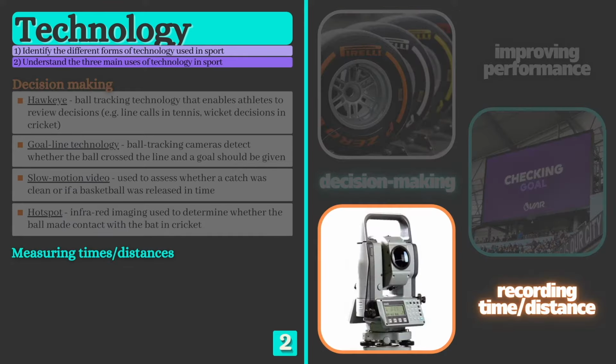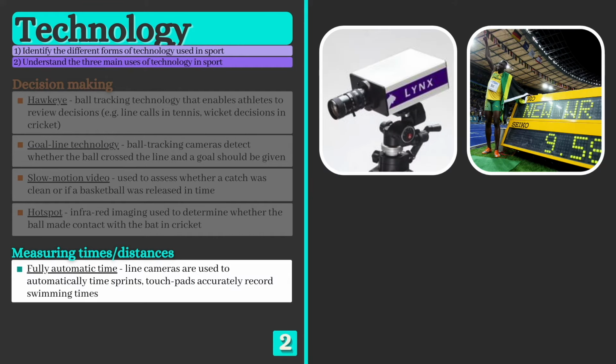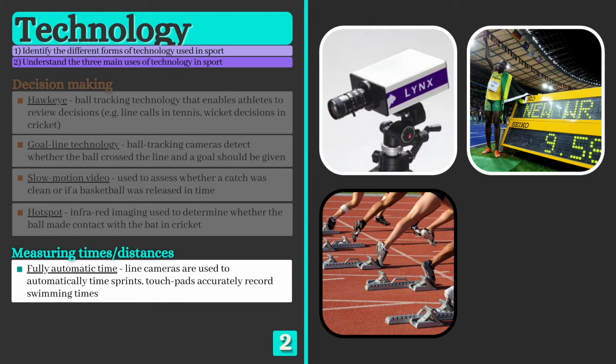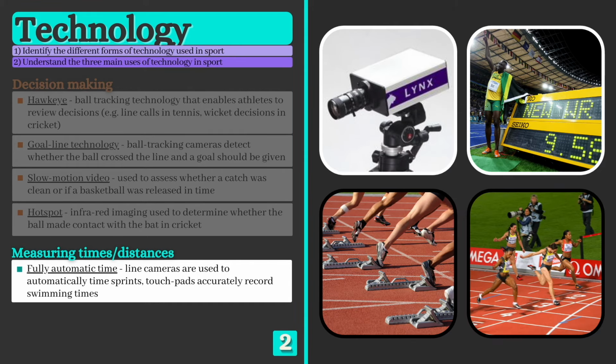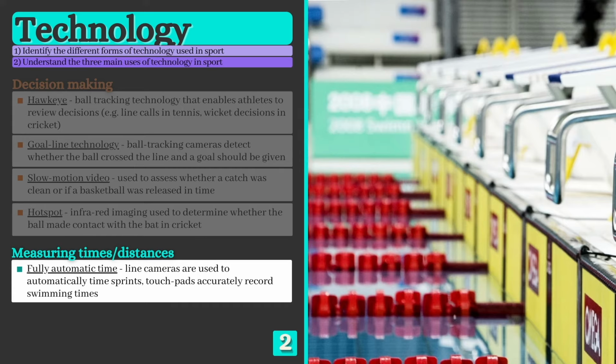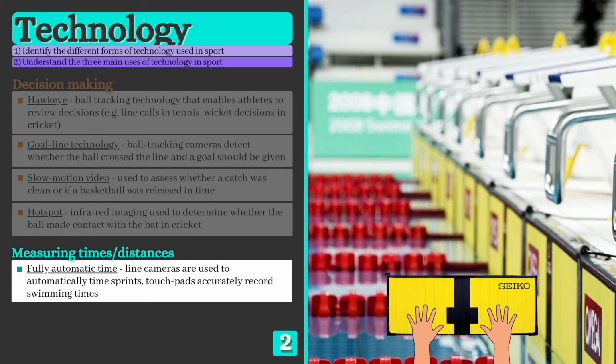The third and final way in which technology is used is to measure times and distances in sports like track and field athletics. Fully automatic time is a method of timing a race with pinpoint accuracy, where the clock is activated by sensors in the starting blocks and stopped by line scan cameras using a laser line at the finish. The same principle is used in swimming, with touchpads that record times accurate to 100th of a second.